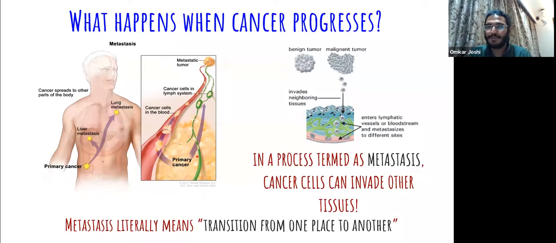If you look at the origin of the word, it basically means transition from one place to another. And so eventually, as these cancer cells keep dividing, keep gathering more and more mutations, they develop these properties called invasive and metastatic properties, where now they are able to escape this primary site, go to a secondary site and make new tumors.